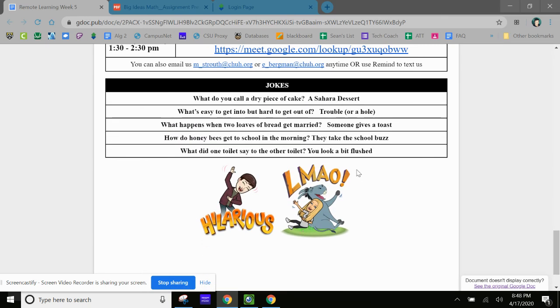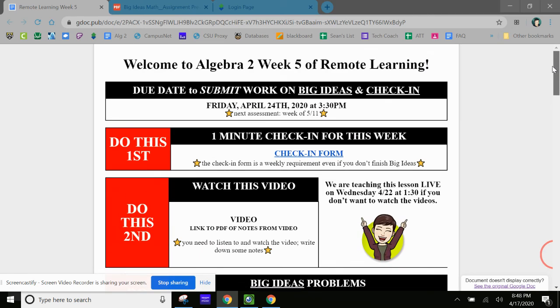And then, of course, I know some of you miss my joke calendar. So here are some jokes for you to enjoy at the bottom of the page.